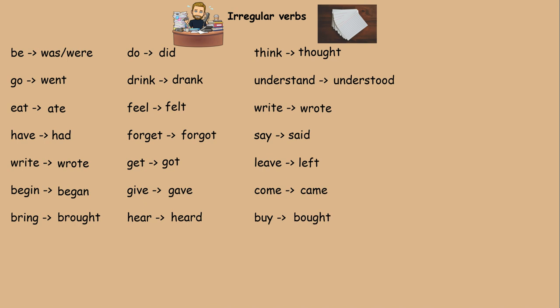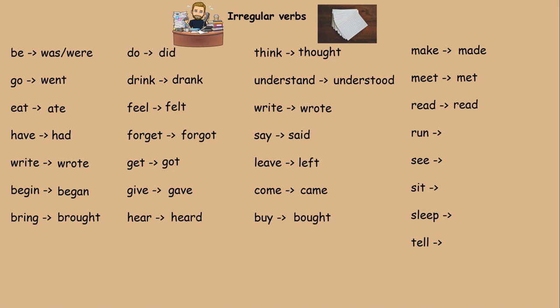And the last line. Make, meet, read, run, see, sit, sleep, and tell. The simple past forms again. Make, made, meet, met, read, read. Watch out for the spelling, it's the same. Run, ran, see, saw, sit, sat, sleep, slept, tell, told.